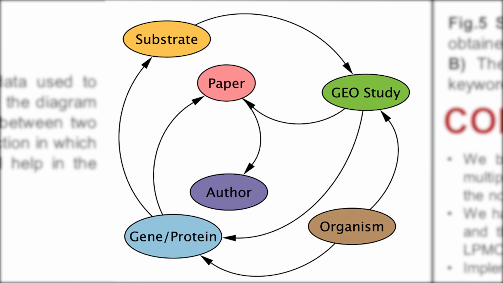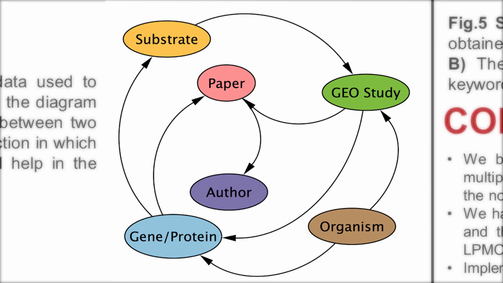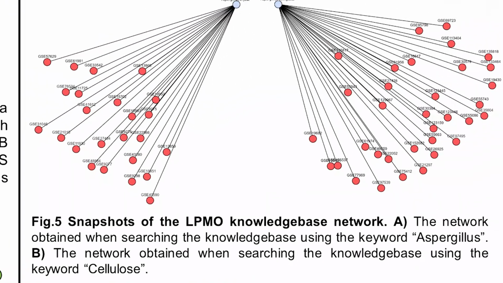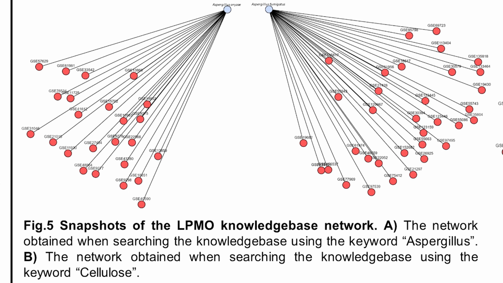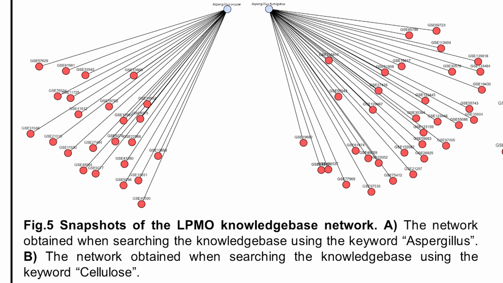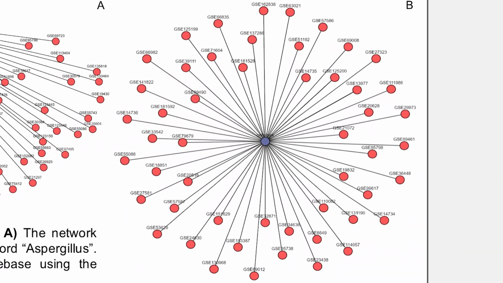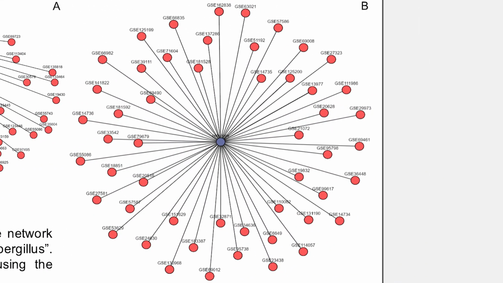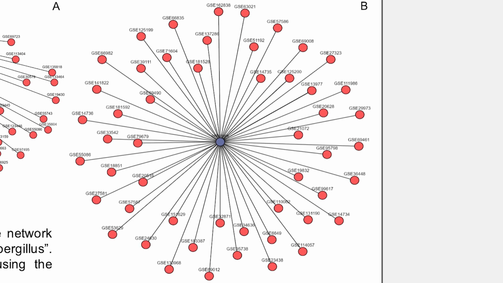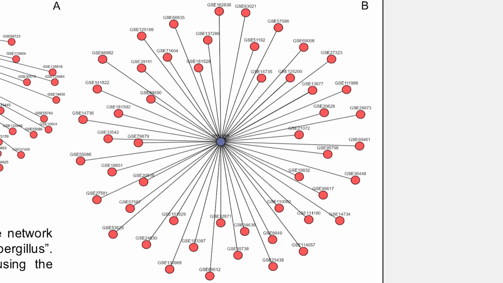Mapping between all the nodes except the mappings involving the gene protein node has been implemented and hosted as the LPMO knowledge base network using the Cytoscape JavaScript library at www.bioethanol.network. Figure 5a and 5b show the network obtained by searching for the query aspergillus and cellulose respectively in the knowledge base network. Mapping between the RNA-seq datasets, the fungal organisms, and the substrates is illustrated here.